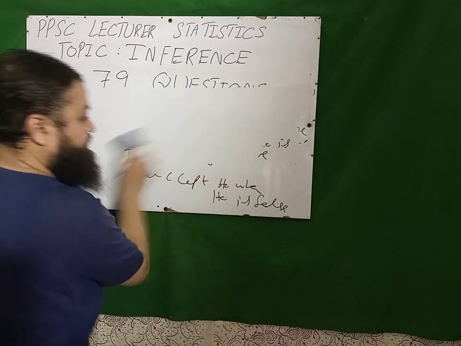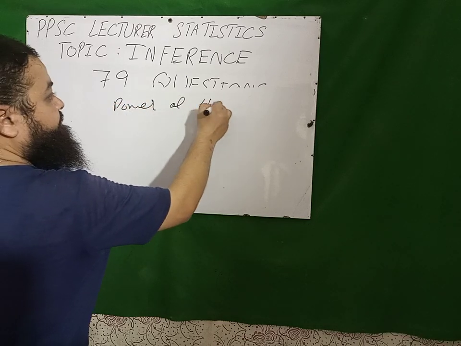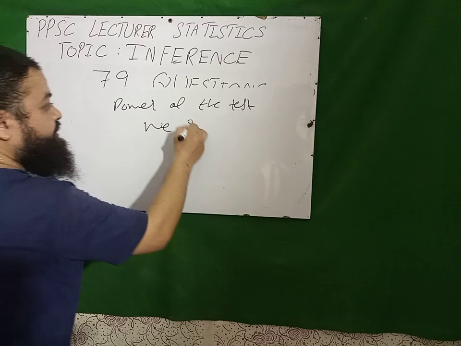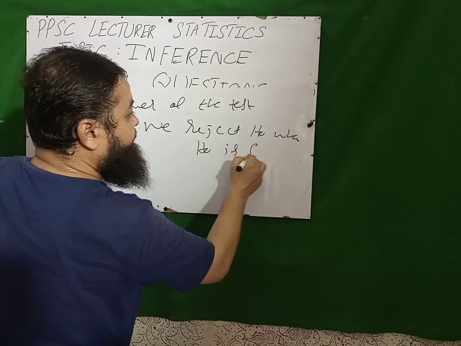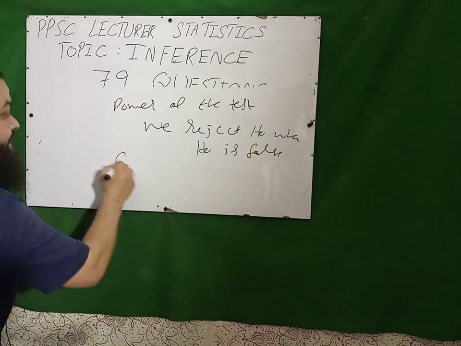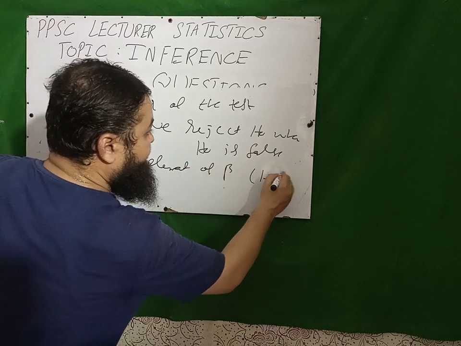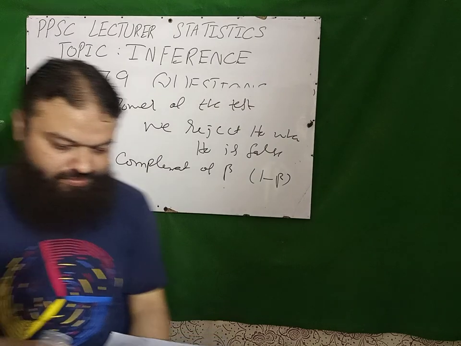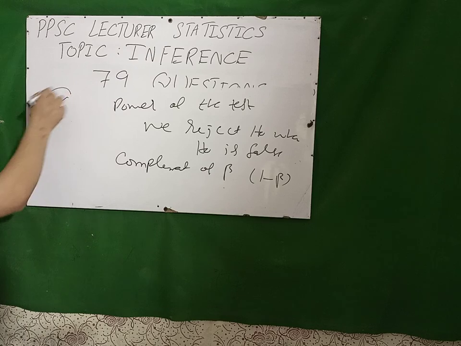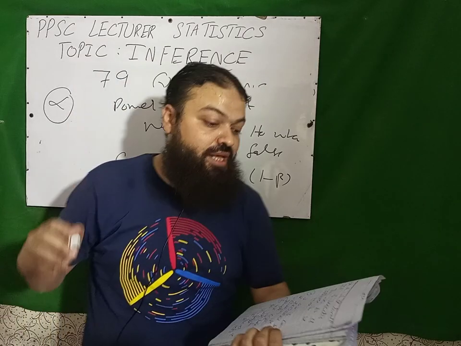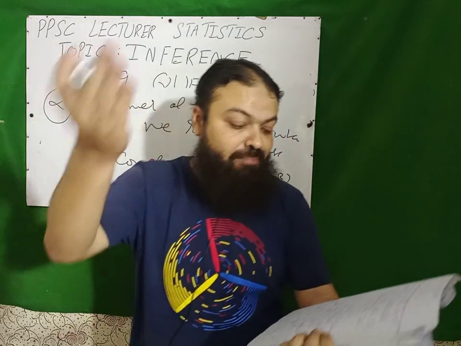And what is power of the test? Power of the test, when we reject H naught, when H naught is false, it is the power of the test. It is a complement of beta. Actually it is 1 minus beta. Next question is, alpha is the level of significance, a small probability of rejecting H naught when H naught is assumed to be true. Next, alpha and beta can be decreased by increasing the sample size.